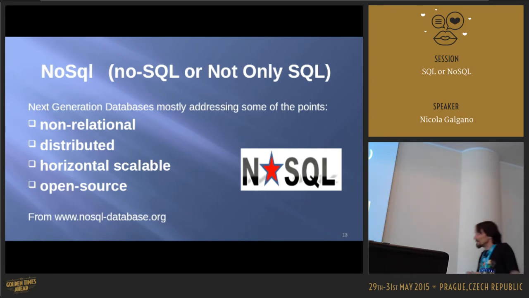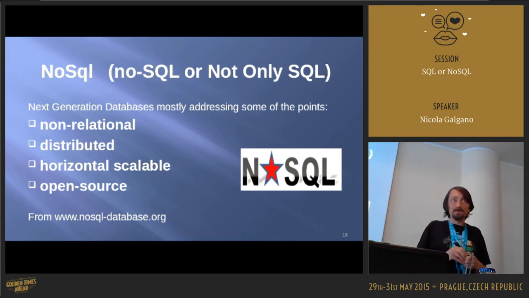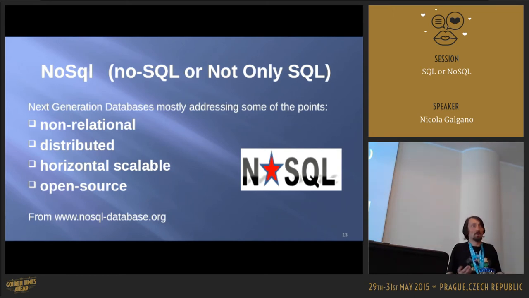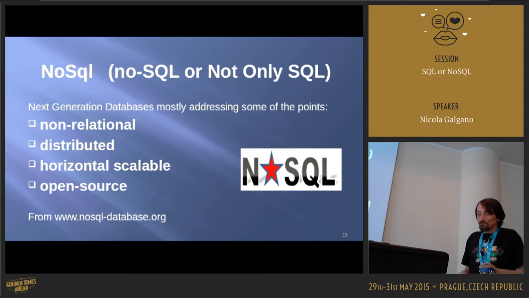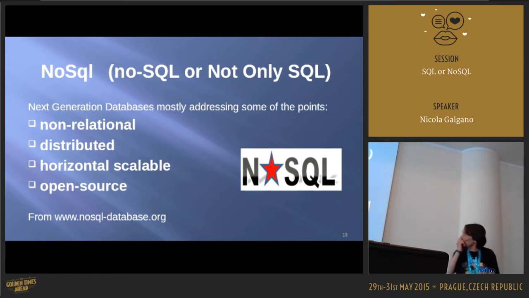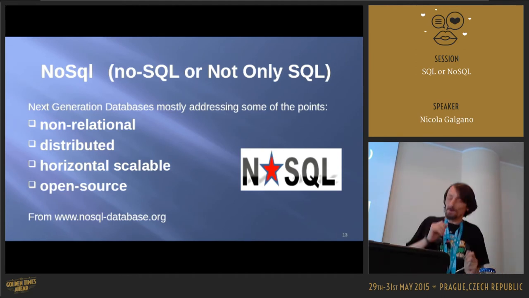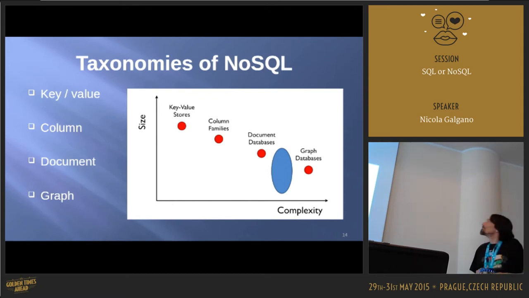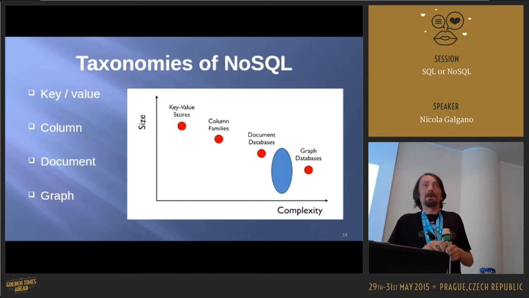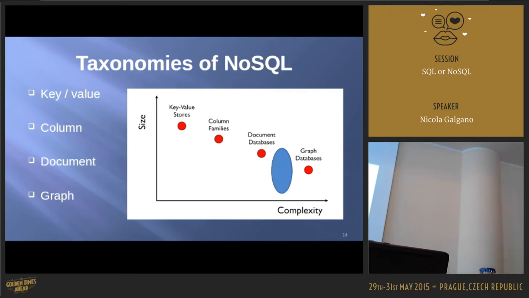Another important characteristic is that they are designed to run on cluster, on distributed machines. And they are horizontally scalable. We will see later. And another important characteristic is they are not relational. We will see briefly what it means. So this is a panorama to try to understand what we are talking about.